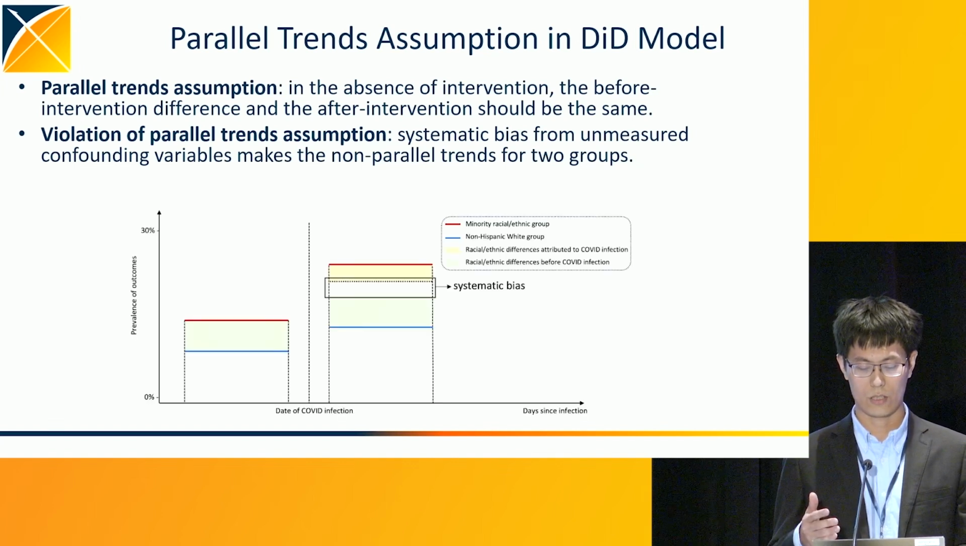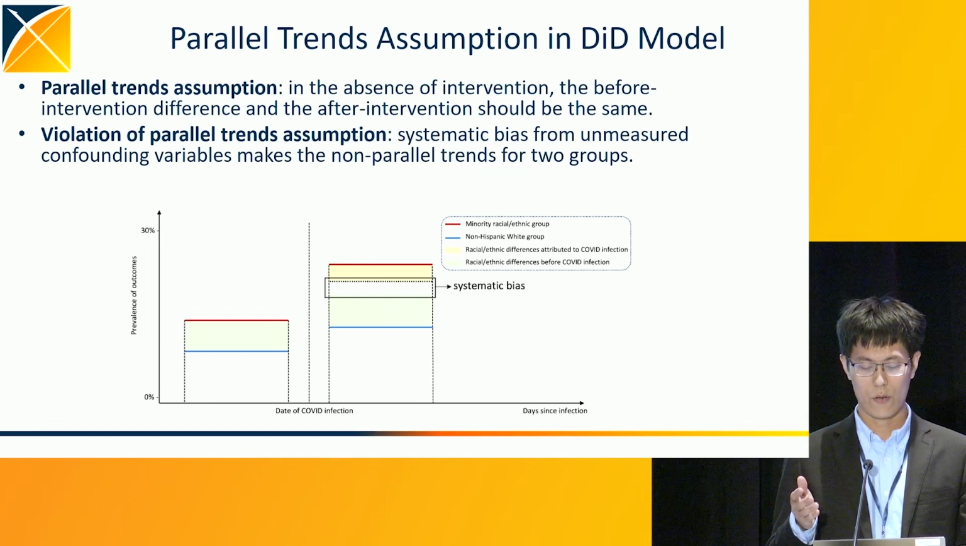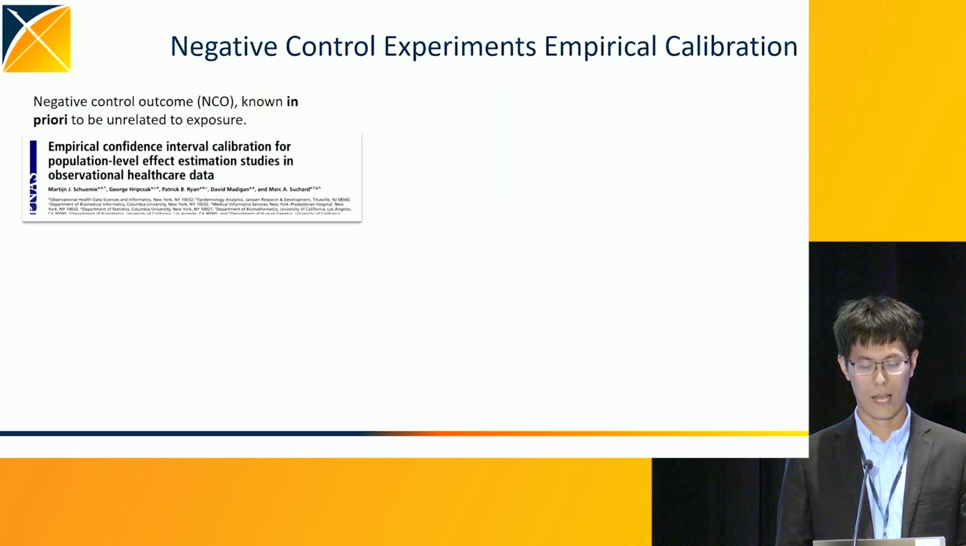And here's the picture showing the real scenario. So the systematic bias shown in the gray area is not identified, and thus we cannot use the difference-in-difference analysis to identify the racial ethnic difference attributable to COVID-19 infection. And how do we calibrate it?